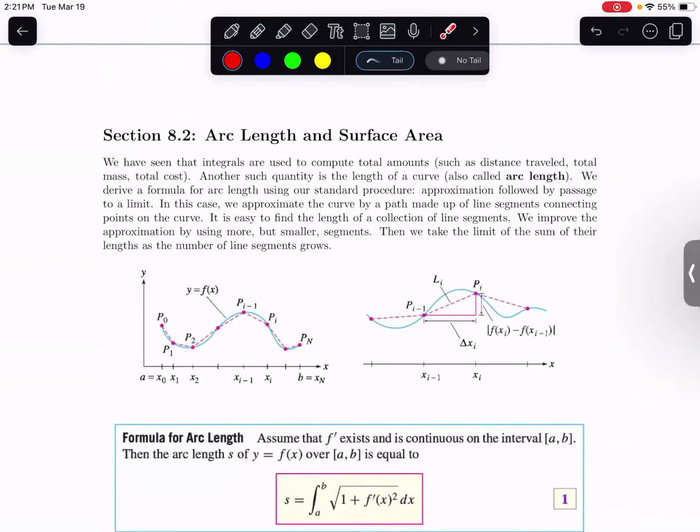Okay, next we're going into section 8.2. Section 8.2 is the most important section from this chapter. If you're taking Calc 3 next semester, or eventually in your life, you're going to have to be able to compute arc lengths. It's going to show up again. The other sections in the chapter are kind of take it or leave it.